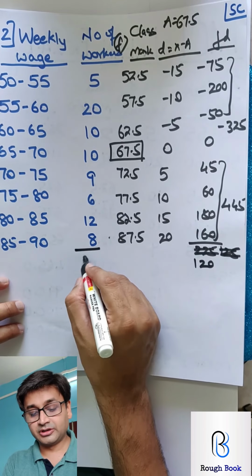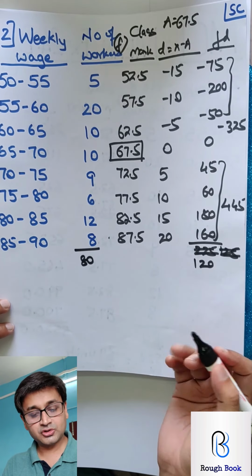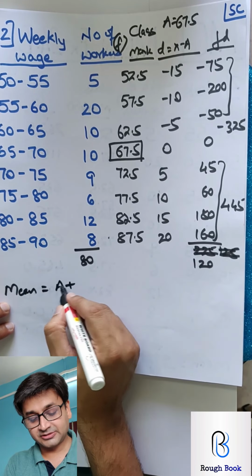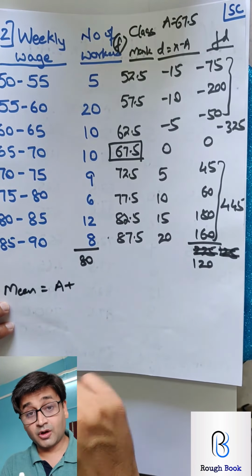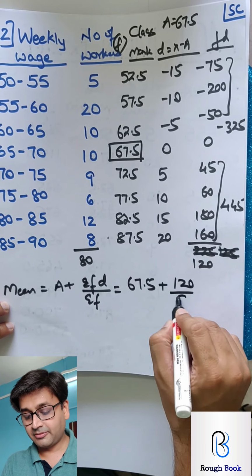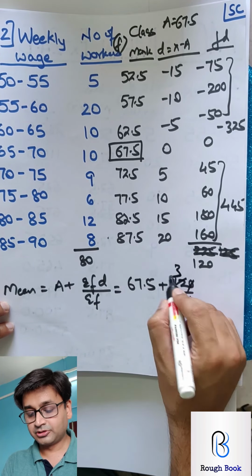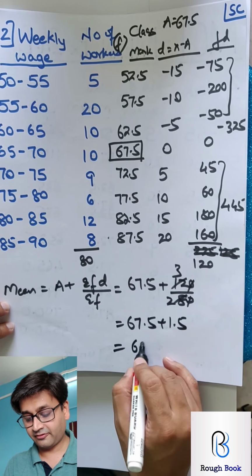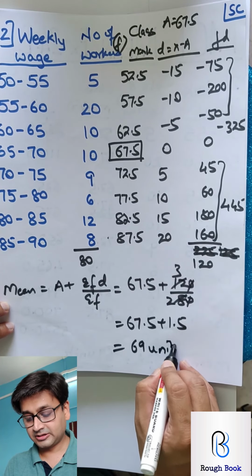The total of frequencies we already know is 80. So you don't need to calculate it again. So now what is your mean? A plus, because you subtracted A. So now you are going to add it. A plus summation fd upon summation f. So A is 67.5 plus 120 by 80. Cancels. 4 3s are, 4 2s are. So 67.5 plus 1.5, 69 units.